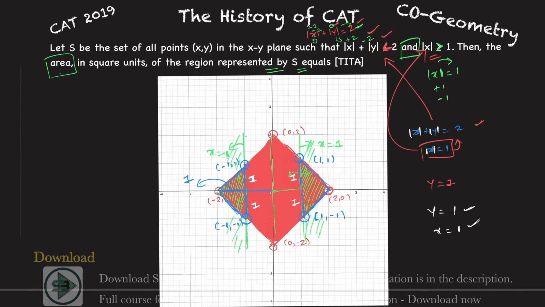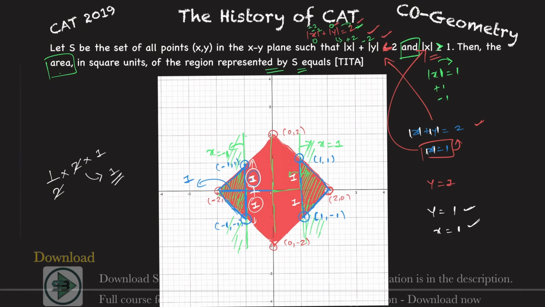So the base of my triangle is 2. That is 1 plus 1. The base of my triangle is 2. So what is the area of this triangle? Half into base. Base is 1 plus 1, that is 2, into height, that is equal to 1. Half into base into height. So what is eventually coming out to be? 2 gets cancelled. I get my answer as 1.